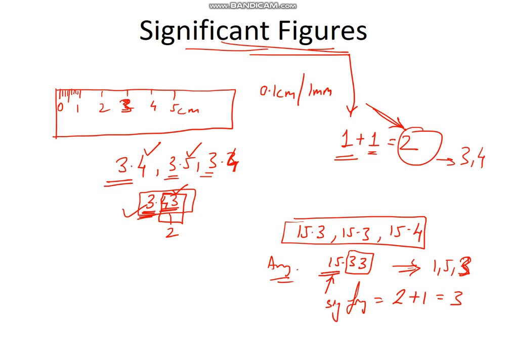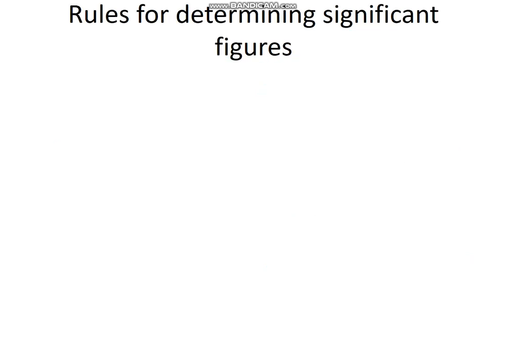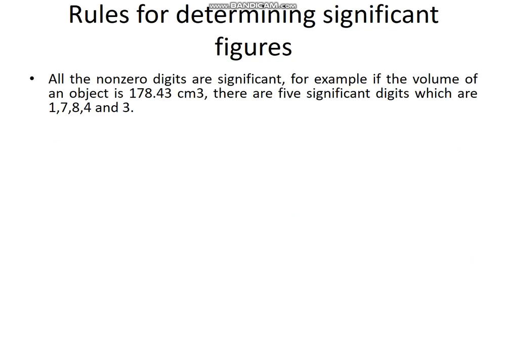Let us go ahead and understand the rules for determining significant figures. The first rule is that all the non-zero digits are significant, if you are sure about it. So if the volume is given by 178.43 meter cube, then there are 5 significant digits: 1, 7, 8, 4 and 3.